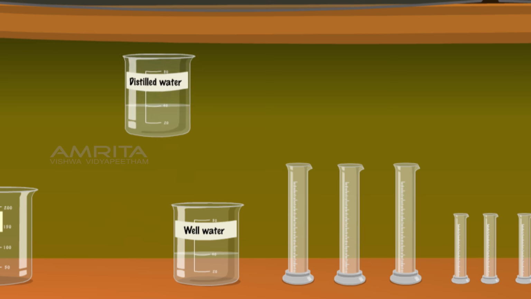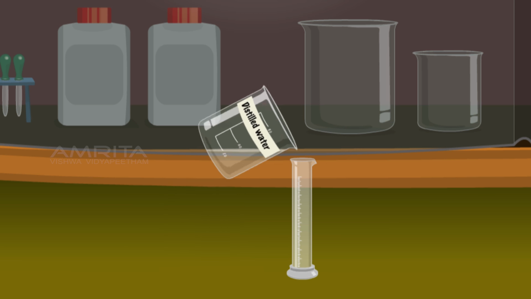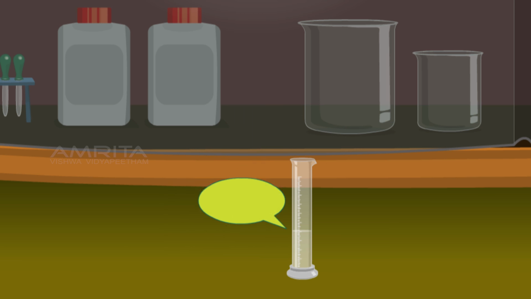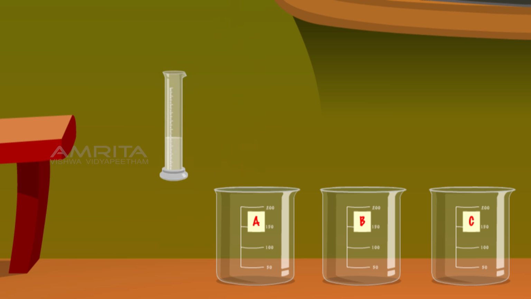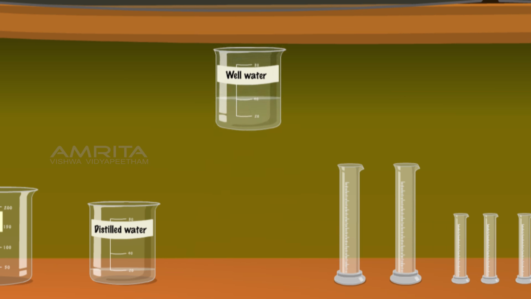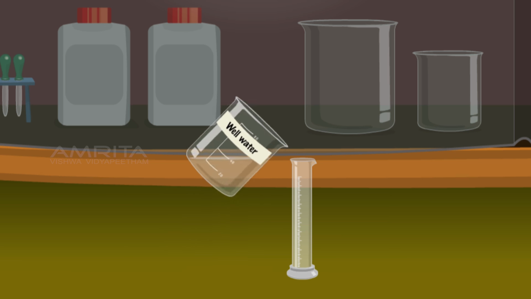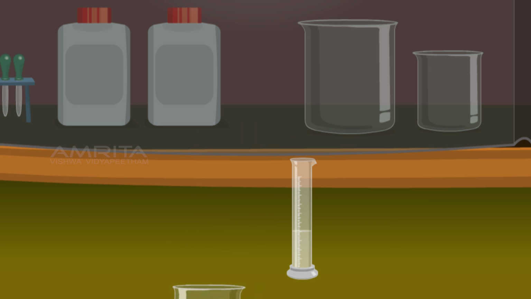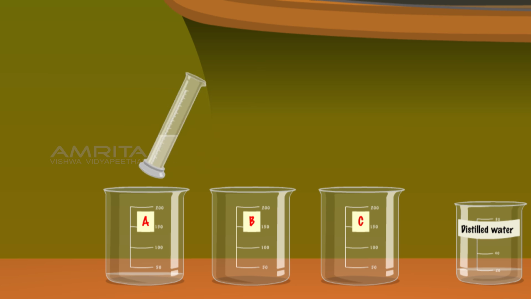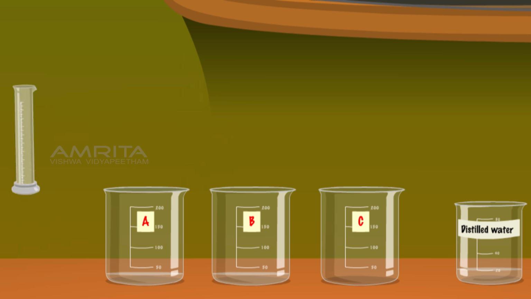Take the beaker containing distilled water. Measure 20 ml of distilled water in a measuring cylinder. Pour it into beaker A. Take the beaker containing well water. Measure 20 ml of well water in another measuring cylinder. Pour it into beaker B.